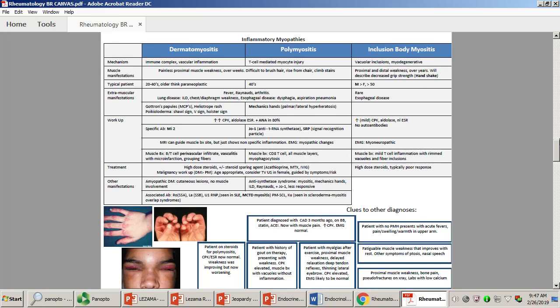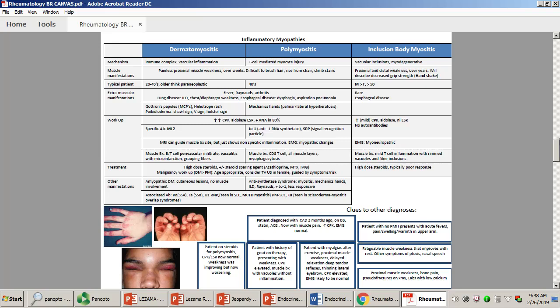Now, specific antibodies associated with them. For dermatomyositis, you can think about Mi-2 as being more commonly associated. For polymyositis, we talked about anti-Jo, which is more related to anti-synthetase syndrome, but anti-Jo also increases your risk for interstitial lung disease, okay? So when you have that positive antibody, there's even more risk for interstitial lung disease. And then there's also SRP, which is signal recognition particle.